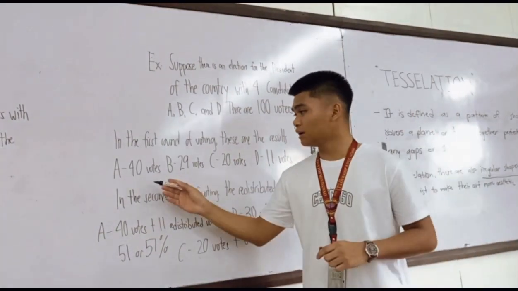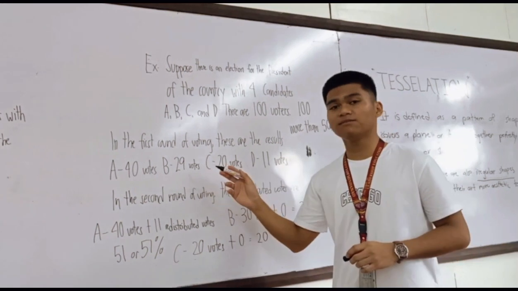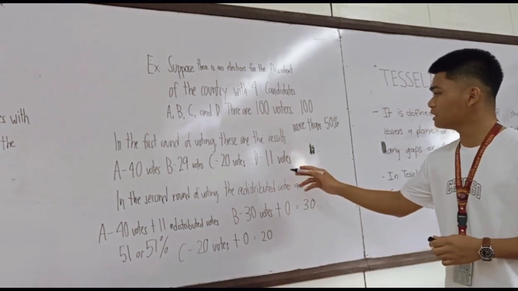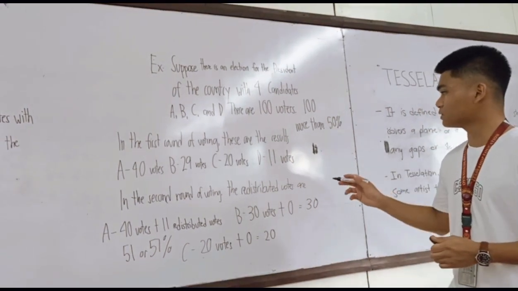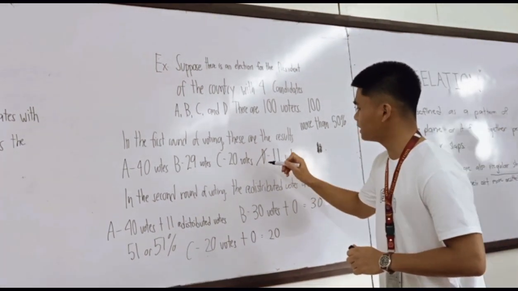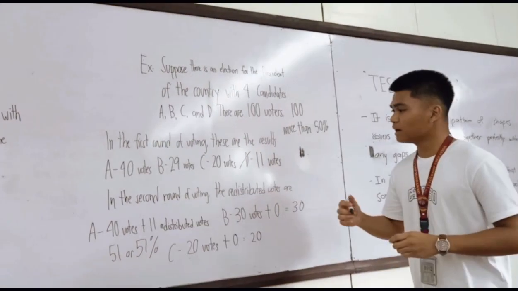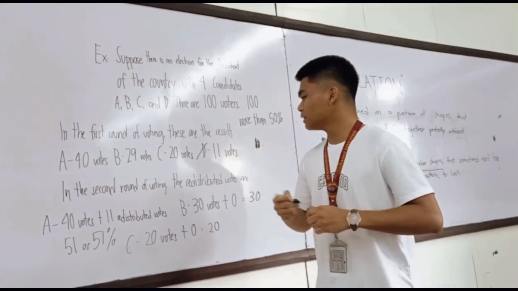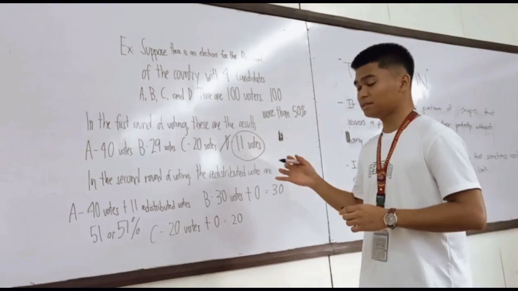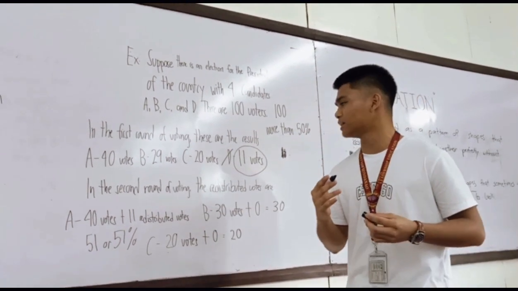Candidate A got 40 votes, while candidate B got 29 votes, and candidate C got 20 votes, and lastly, D with the fewest votes, or 11 votes. Now, we have to eliminate this candidate because it has the fewest votes. Okay? Now, in the second round of voting, these votes will be redistributed because the voters have a first choice, second choice, third choice, and so on, and that's what they call the alternate choice.